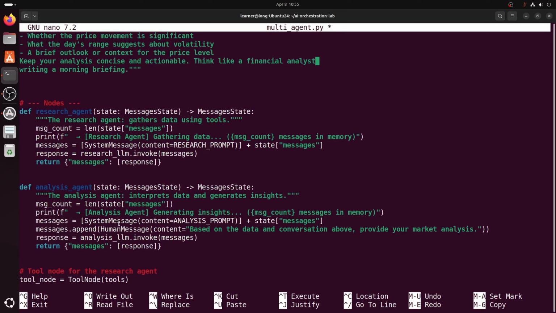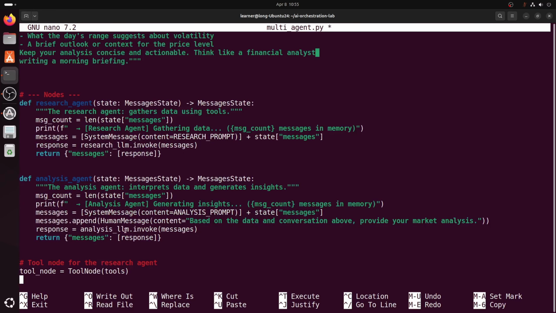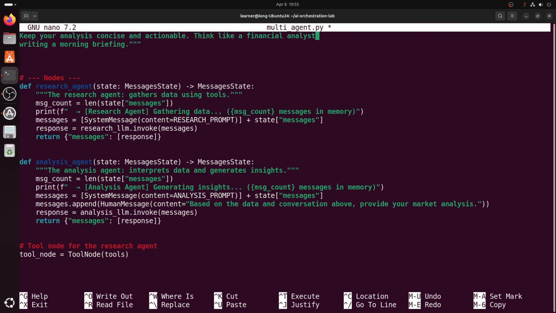The agent nodes. Each one prepends its system prompt to the messages, calls its LLM, and returns the response. Notice the analysis agent appends an extra human message: "Provide your market analysis." This is needed because when the analyst runs after the researcher, the last message is already an AI response. Without this nudge, Claude would return empty. Also notice the print statements. They show which agent is running and how many messages are in memory.